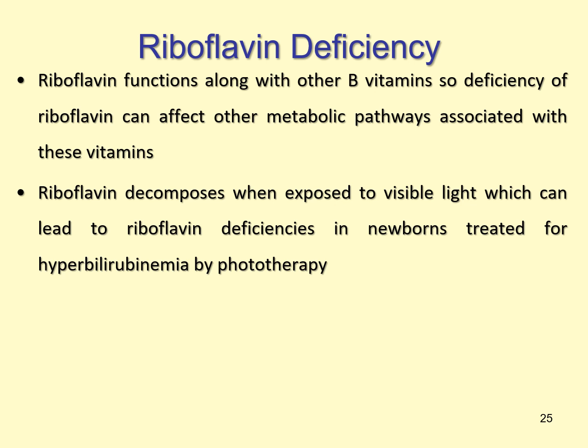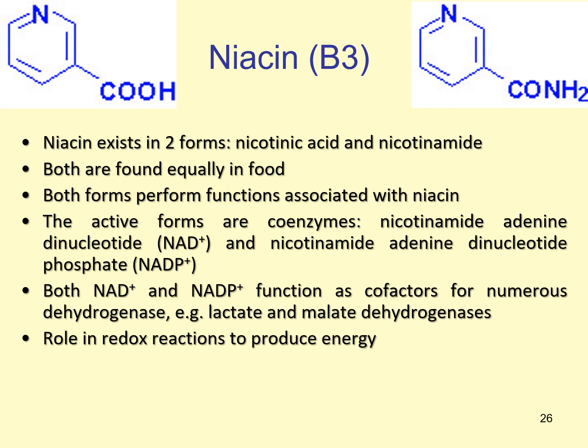Riboflavin functions along with other B vitamins, so a deficiency of riboflavin can affect other metabolic pathways associated with these vitamins. Riboflavin decomposes when exposed to visible light, which can lead to riboflavin deficiency in newborns treated for hyperbilirubinemia by phototherapy. Therefore this is a treatment that can cause riboflavin deficiency, especially in newborn babies. The third vitamin is vitamin B3 or niacin.